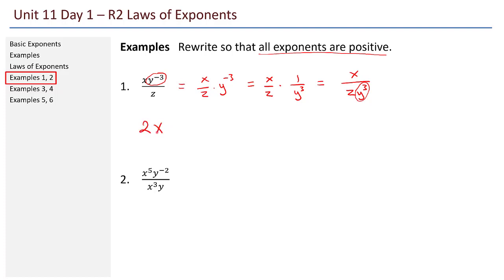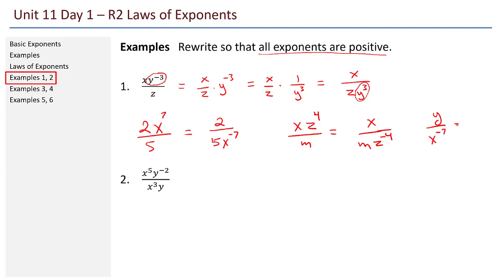Let me think of another example. How about 2x to the 7 over 5? That ends up being the same thing as 2 over 5x to the -7. Or if I have x z to the 4 over m, all right, that's the same thing as x over m z to the -4. Or if I have y over x to the -7, that's the same thing as y times x to the 7.